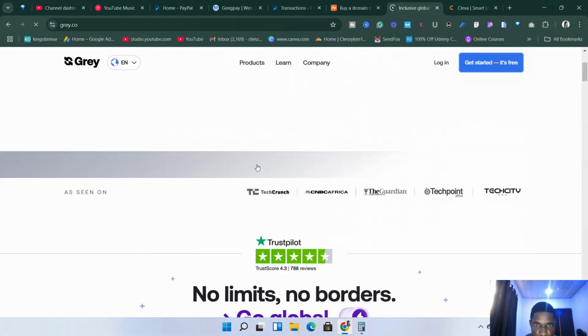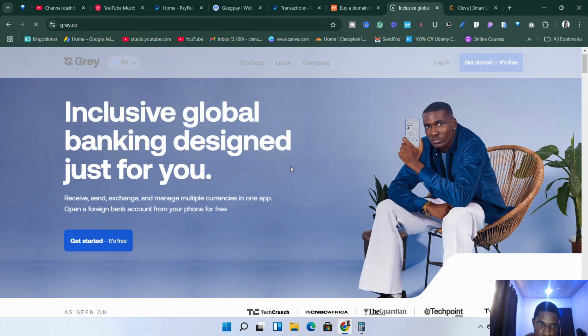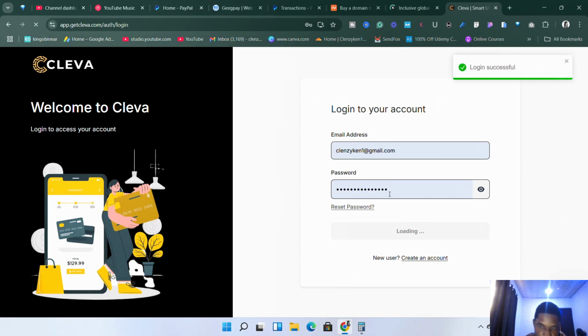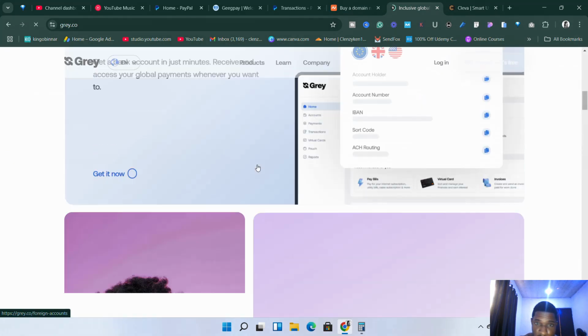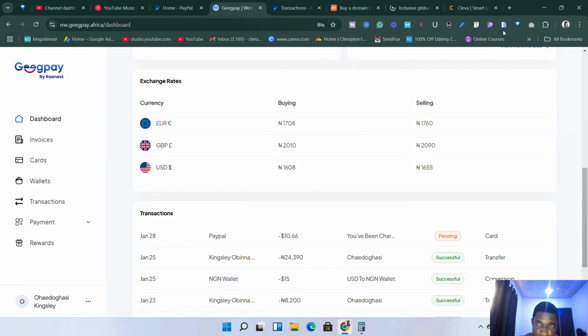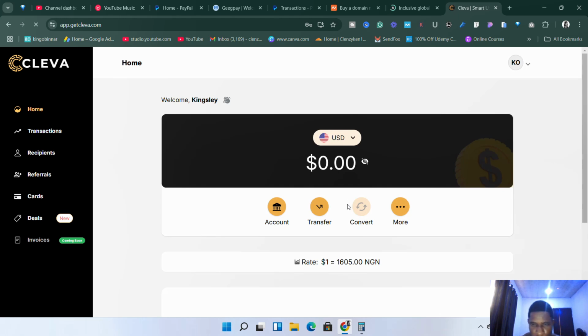So this is Grail.co. They give you accounts in pounds, euros, naira, and US dollars. So it's actually the same thing as Geegpay.africa. And Get Clever actually will give you accounts in USD, and their rates are good as well. This Grail.co, their rates are also good, but this happens to be one of the best platforms I have found or that I've used so far, and that is why I'll continue to use them. Now if I have any problem with them in the future, I'm going to come out and say it.